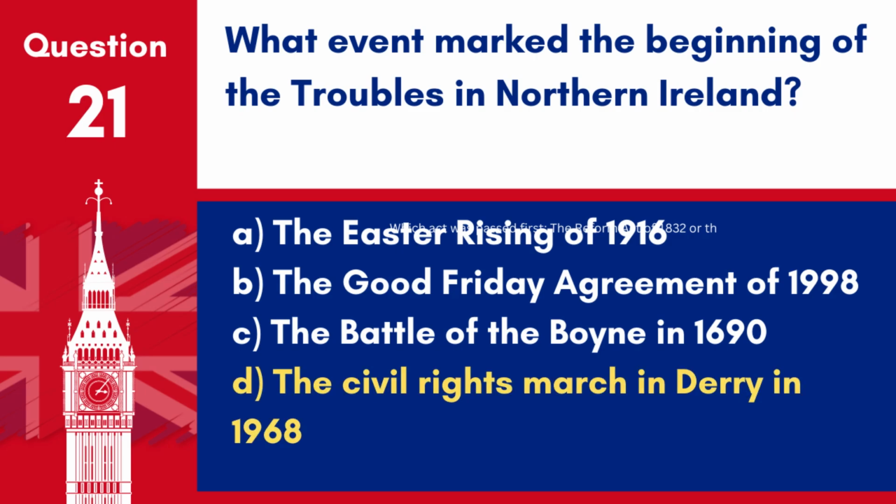Answer. D. The Civil Rights March in Derry in 1968. The Civil Rights March in Derry on October 5, 1968, often cited as the beginning of the Troubles, marked a significant escalation in the conflict due to the violent response of the police to the peaceful marchers.